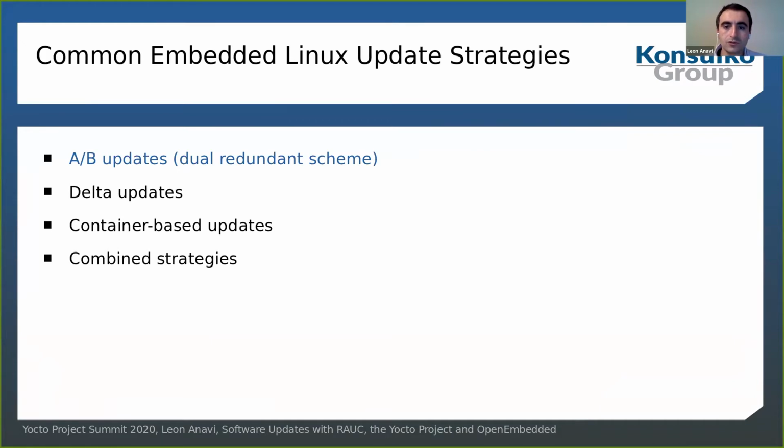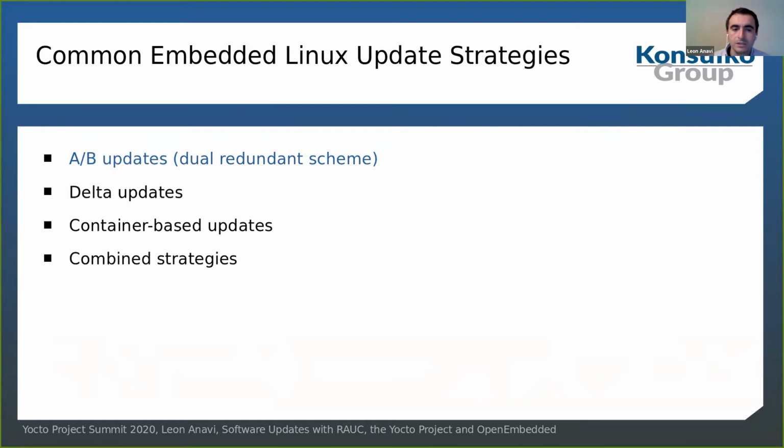So let's talk about software over-the-air updates and software updates of embedded Linux devices in general. There are 4 common strategies. The first one, on which we'll actually focus today, is A/B updates. This is a dual redundant scheme, which is done by RAUC as well as other solutions such as Mender.